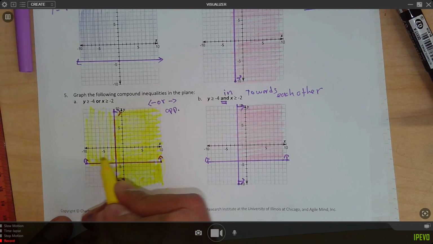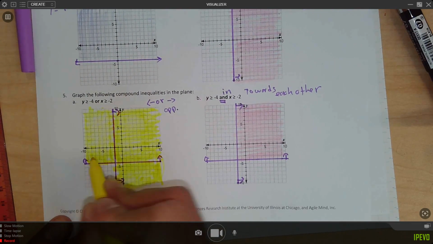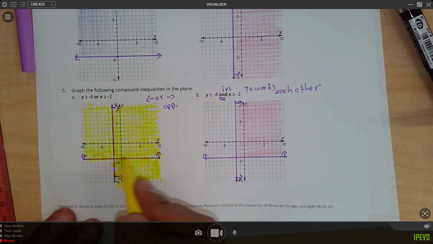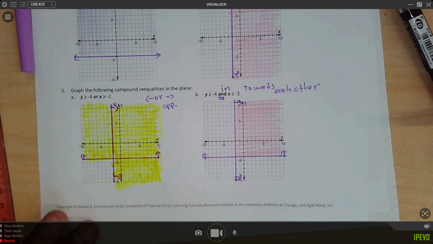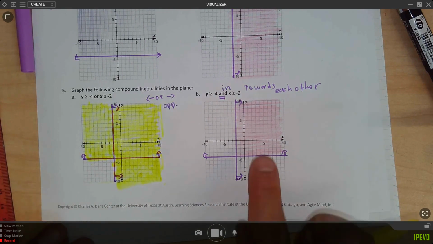I'm glad we made that mistake because that's how you know this video is real and it's not preset. So we found a mistake and then we are good now. That's an or statement. That's an and statement.